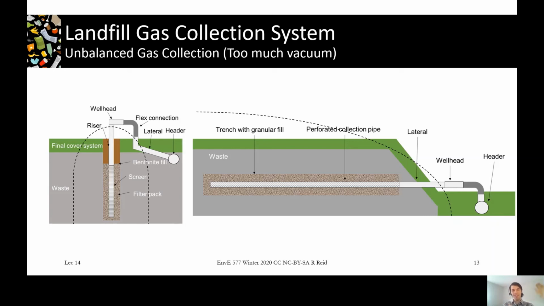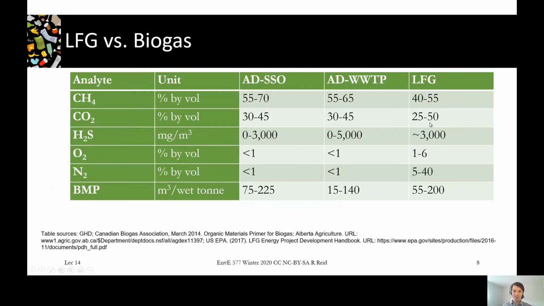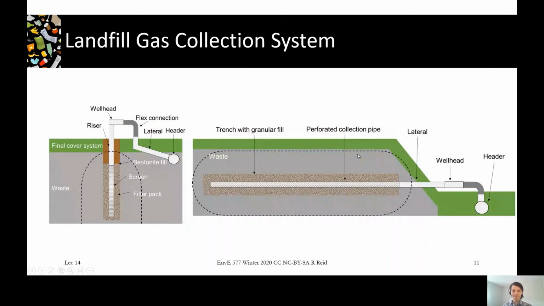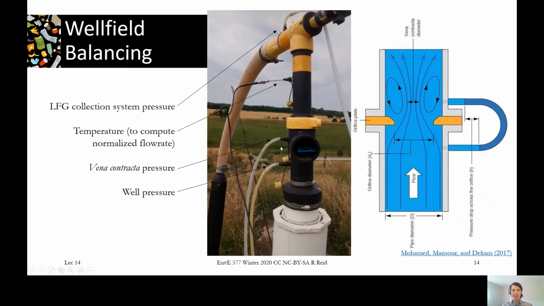So this oxygen and nitrogen coming in from the air is exactly the reason that we have these higher numbers for oxygen and nitrogen in the landfill gas, because it's really hard to find that balance. You want to have this system where you're maximizing the amount of gas collected from the waste, but you don't want to be collecting too much. So to find that balance is kind of an active activity called well field balancing.